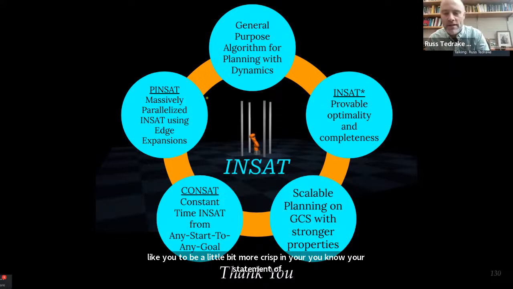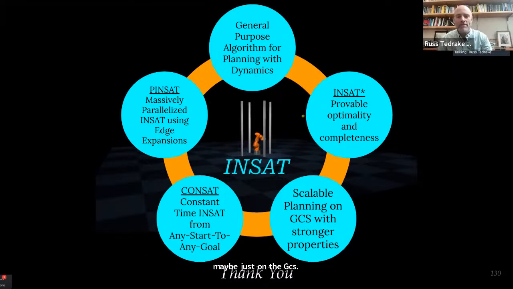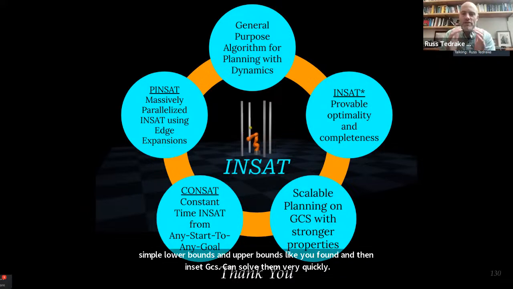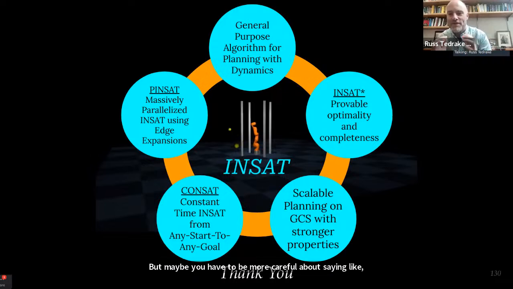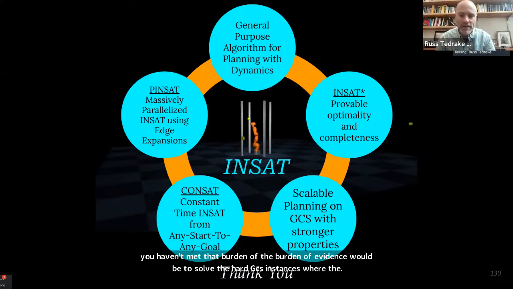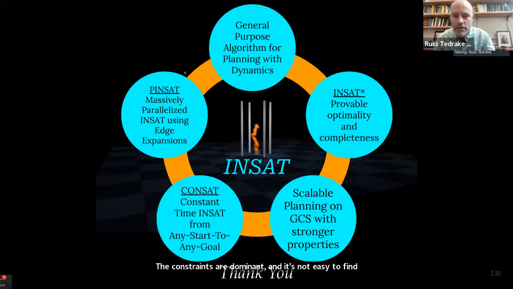So maybe just on the GCS side specifically, I love the work. My view is that what you're saying is that there's a family of problems that GCS can represent. And some of them admit simple lower bounds and upper bounds like you found, and then INSAT GCS can solve them very quickly. But maybe you have to be more careful about saying, if you want to say you solve every GCS instance, then you haven't met the burden of evidence, which would be to solve the hard GCS instances where the constraints are dominant and it's not easy to find upper bounds and lower bounds, right? So maybe could you clarify a little bit where you say you have stronger theoretical properties?